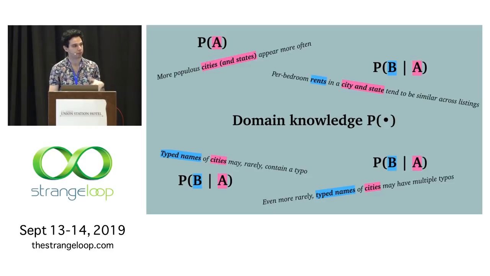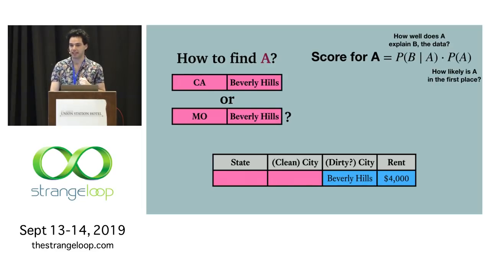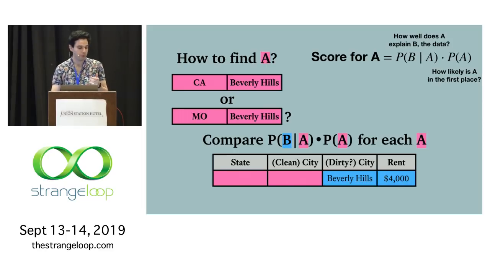What Bayes' rule does is give us a principled way of combining all of these kinds of domain knowledge with our observations. It says if you're trying to find A, let's say we have a few hypotheses for A, like it could be Beverly Hills, California, or it could be Beverly Hills, Missouri. If we're trying to decide what A is, we should score each of these A's according to this formula. P of B given A times P of A. It's basically multiplying how likely is A in the first place by how well does it explain the data B? Right? It's going to allow us to trade off between these two components. And so what we're going to do is take each of our hypotheses, compute this multiplication, and see which one is higher.